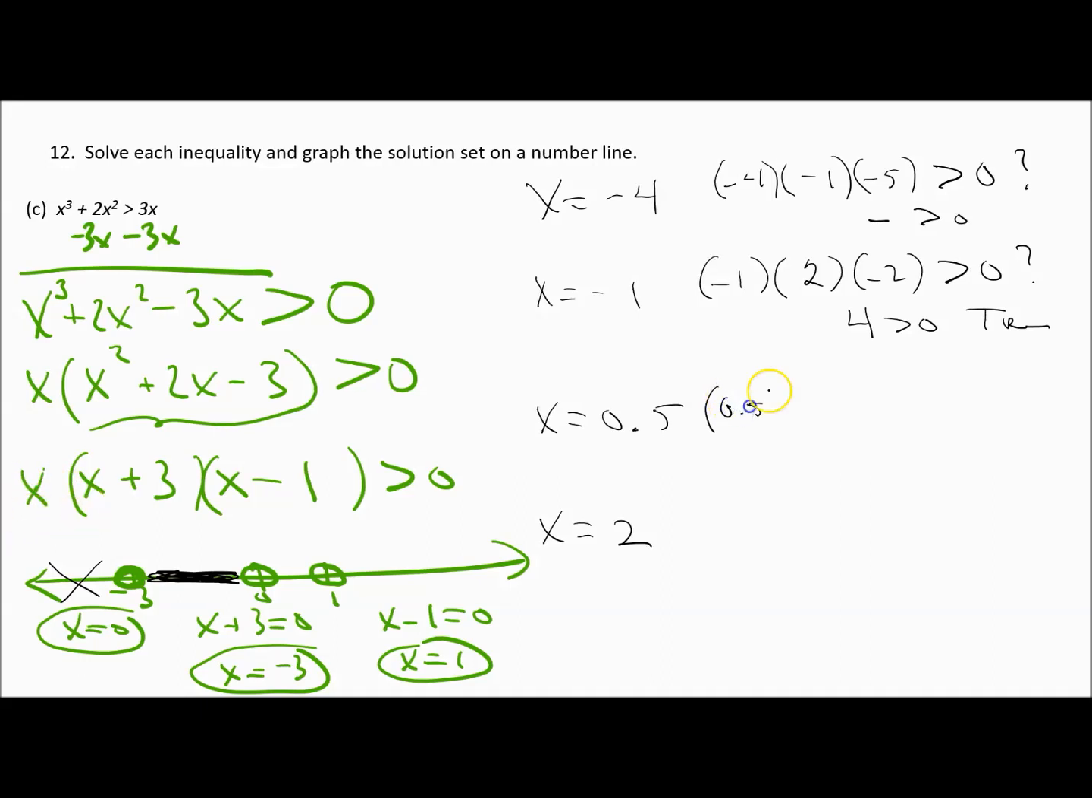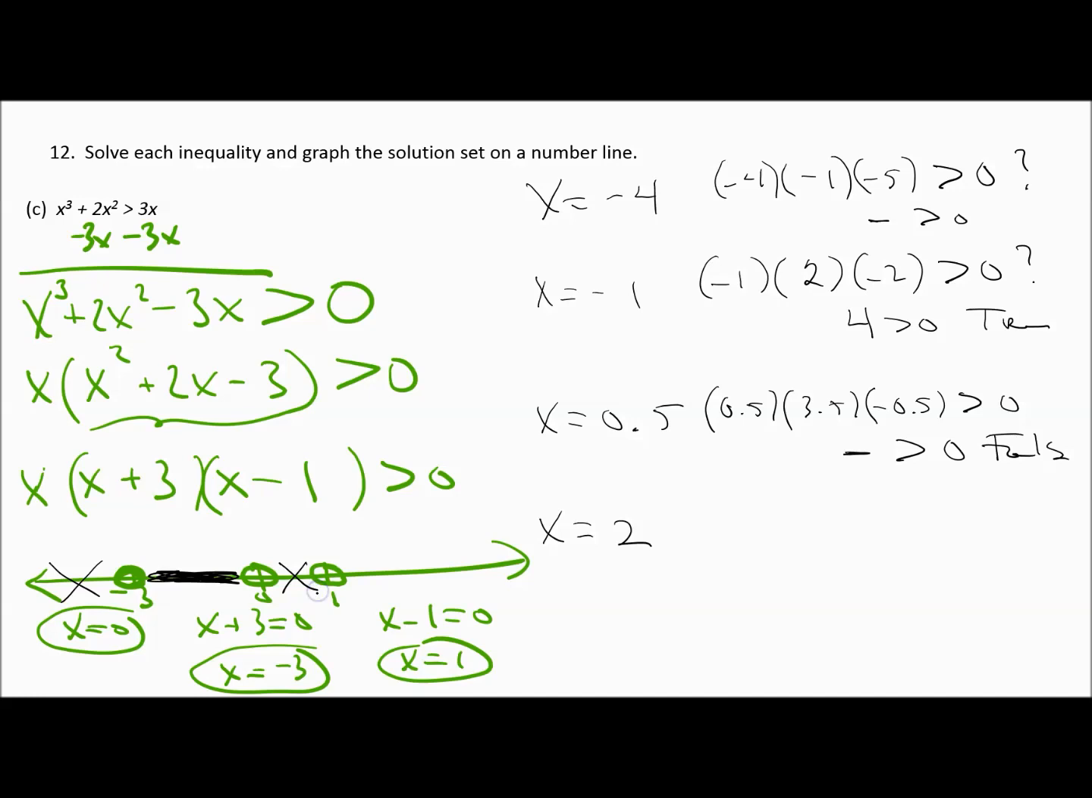my x value is 0.5. In my next factor, I'm doing 0.5 plus 3, which is 3.5. 0.5 minus 1 is negative 0.5. And the question is, is that greater than 0? Well, it's not, because we're doing a positive times a negative, which is a negative. Is negative greater than 0? No, that's a false statement.